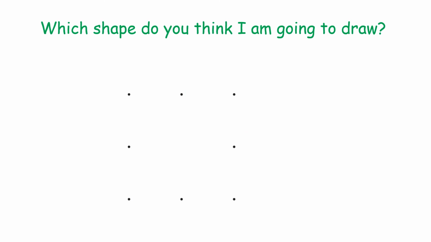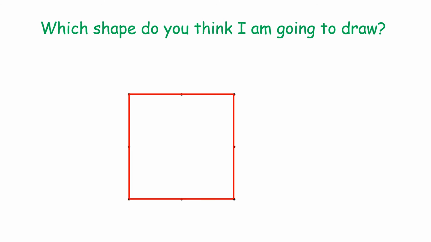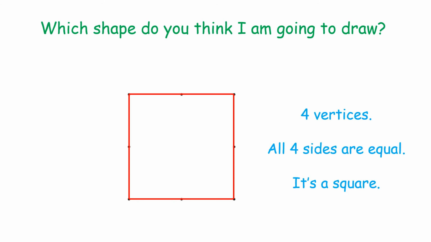Have a look here at these dots that have been drawn. It's going to give you a clue to which 2D shape I'm thinking about drawing. Pause the video and see if you can work it out. Good, it's a square. So I've got my dots already drawn. That means now I need to use my ruler to accurately join the dots to draw my sides. One at a time, remember. 1 side, 2 sides, 3 sides, 4 sides. So now I've accurately drawn a square and it has 4 vertices. All 4 sides are equal. It's a square.